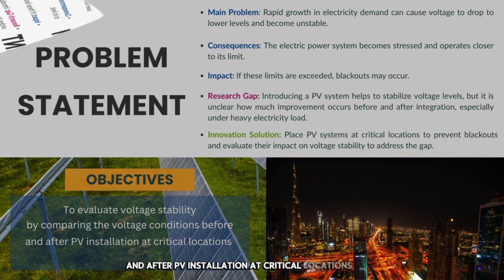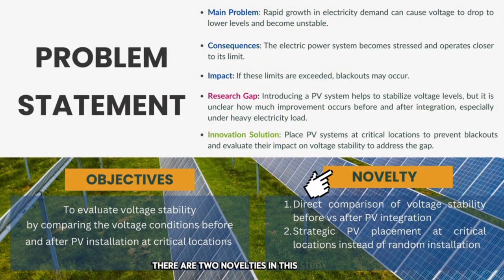The objective is to evaluate voltage stability by comparing the voltage condition before and after PV installation at critical locations. There are two novelties in this study. First, direct comparison of voltage stability before versus after PV integration. Second, strategic PV placement at critical locations instead of random installation.